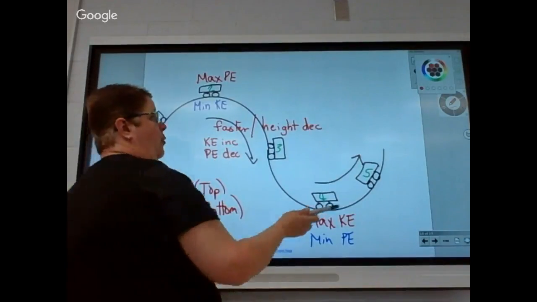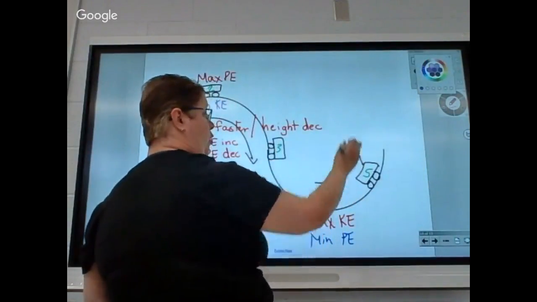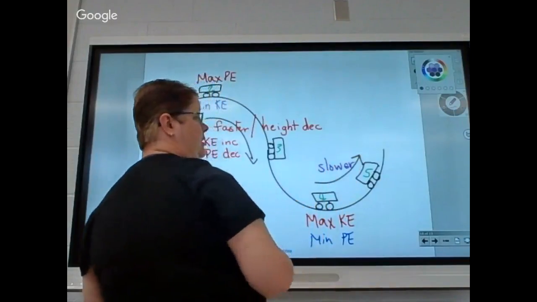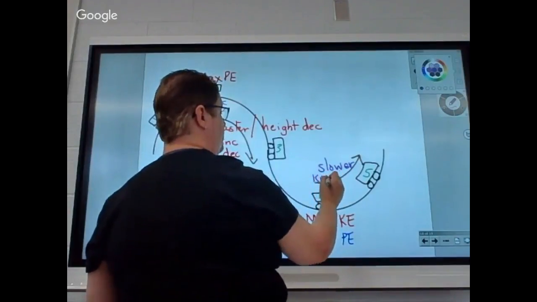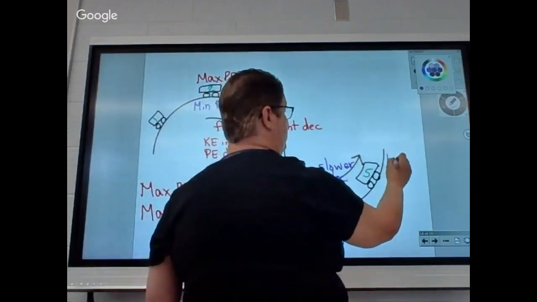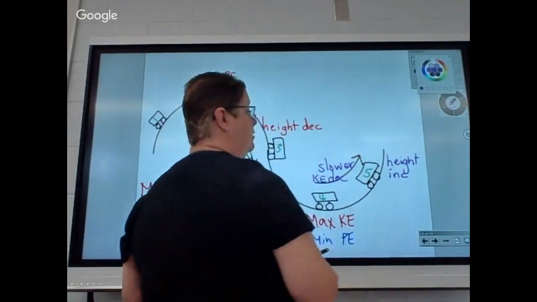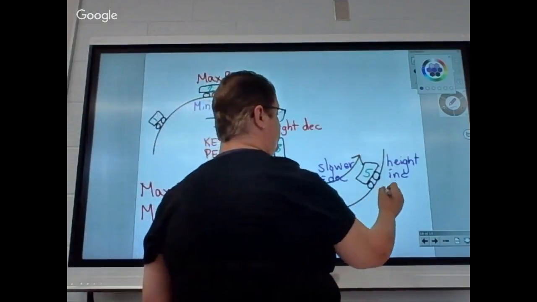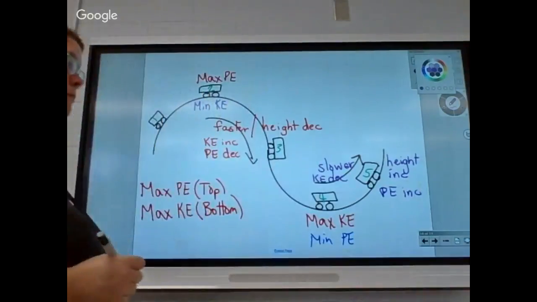Now, what happens as we go up? If we go up, we go slower. Anytime we go slower, kinetic energy will decrease. But height increases. So if height increases, potential energy will increase.